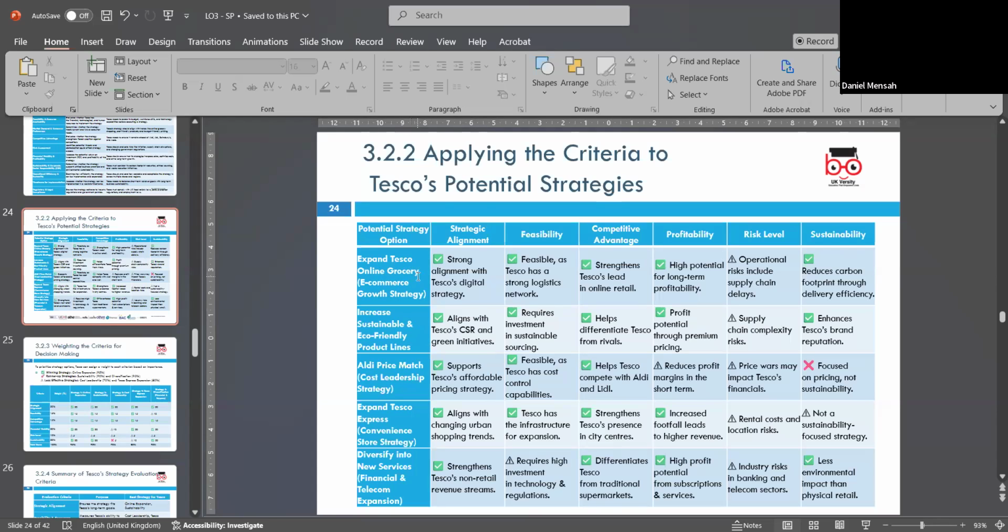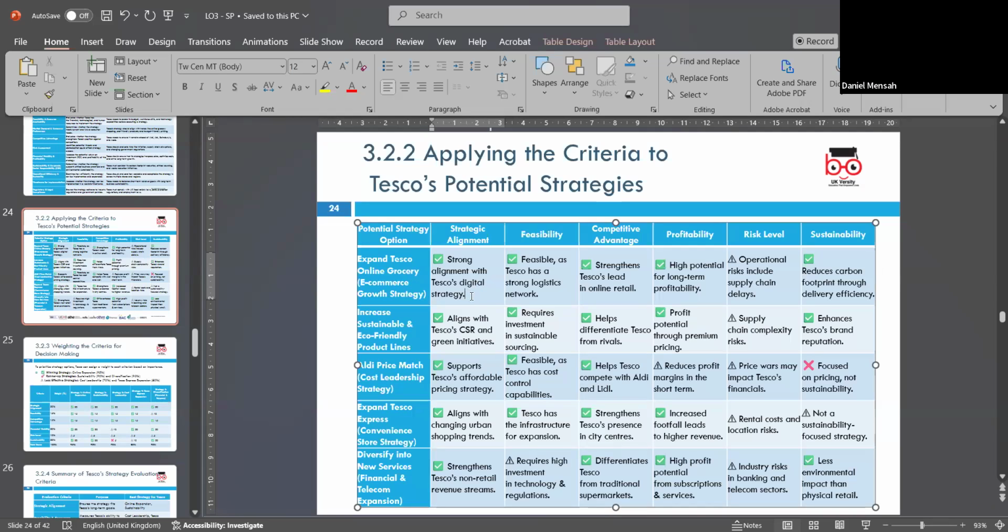Expand Tesco's online grocery. So we want to check if it is strategically aligned with our organization's vision and mission or not. Strong alignment with Tesco's digital strategy. Okay, so you need to check that it is aligned with vision and mission. If you go back and refer to the vision and mission, yes, it is.